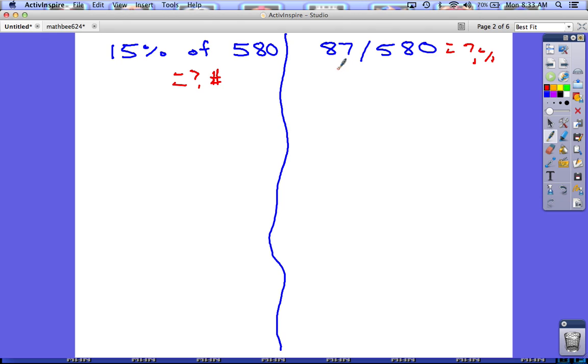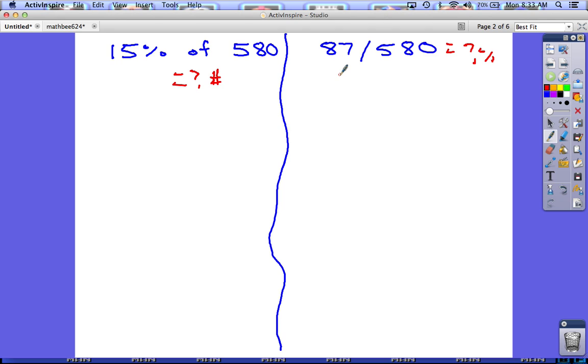I would hope that to start with, you would look at these and come up with some kind of an estimate. Like on this one, well, 15% is not going to be a very big part of 580. So have a ballpark number of what you think it might be. The same thing out here. 87 is not going to be very much of 580. What percentage could that be? Always think that way first before you start this process.